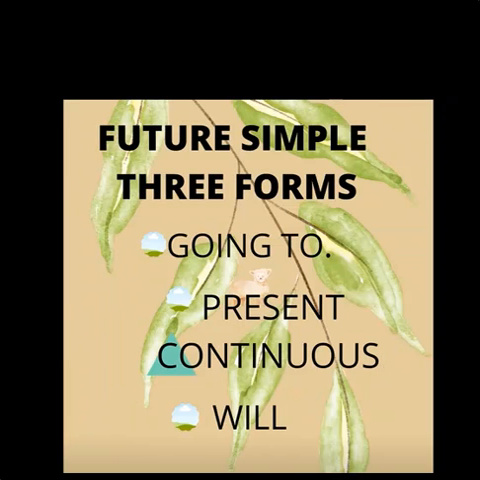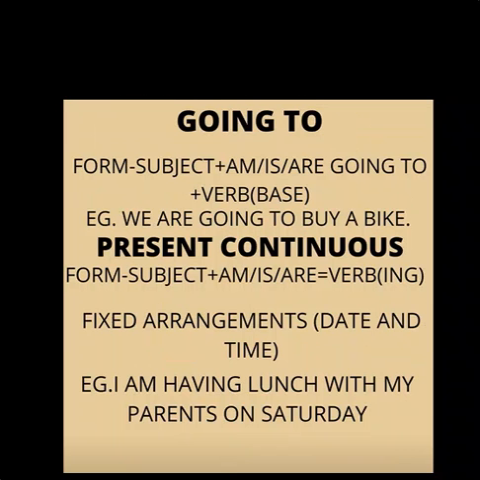Here comes future simple and it has 3 forms: going to, present continuous, and will. Let's check going to in the first place. Going to. The form is subject plus am or is or are going to plus verb should be in base form. For instance, we are going to buy a bike.